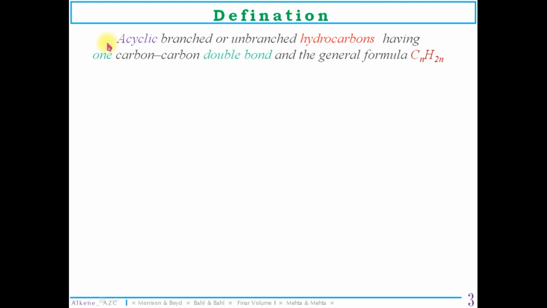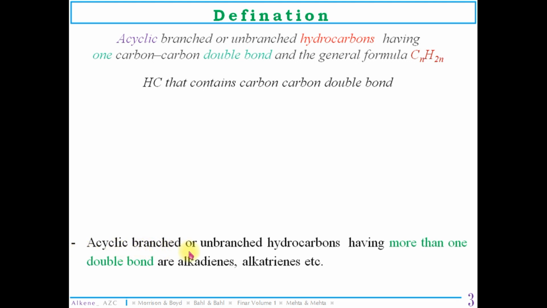Definition of alkene: it is acyclic branched or unbranched hydrocarbons having one carbon-carbon double bond, and the general formula is CnH2n. Simple meaning of alkene: it is a hydrocarbon that contains a carbon-carbon double bond. However, acyclic branched or unbranched hydrocarbons having more than one double bond are called alkadienes or alkatrienes, depending on the number of double bonds present in the compound.